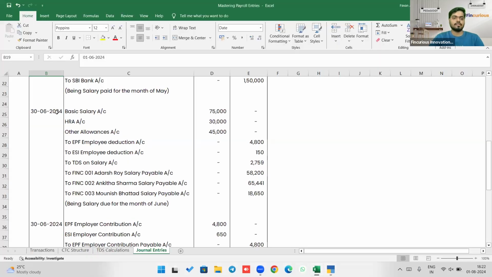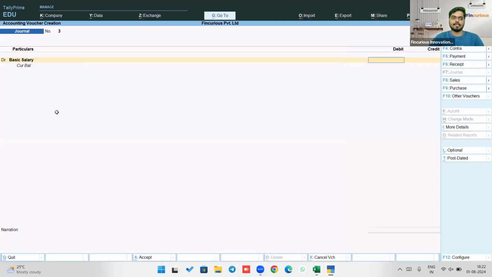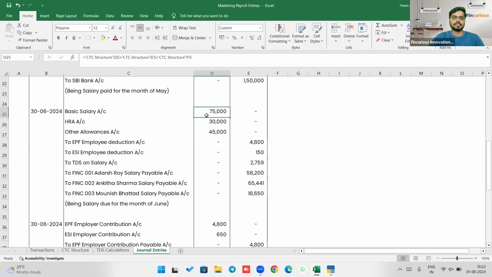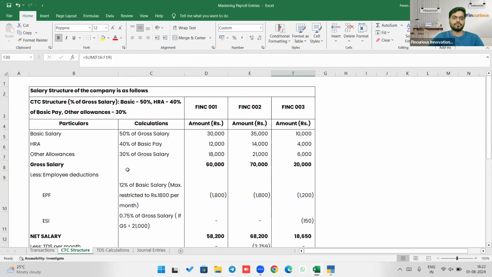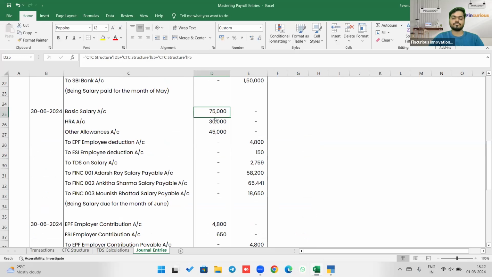So 1st of July, what is the entry? Basic salary, how much? 75,000. So how did this 75,000 come? In the CTC structure, the basic salary is 30, 35 and 10. All the three employees put together is 75,000. So here the total is 75,000.